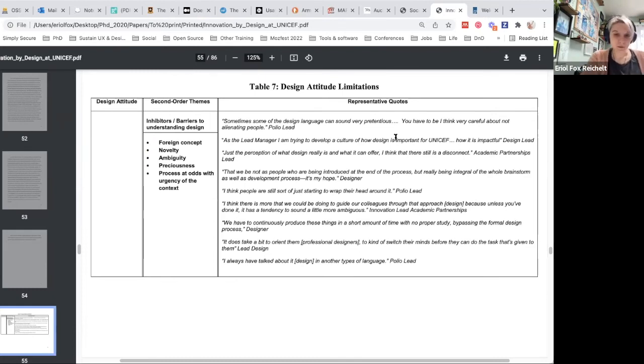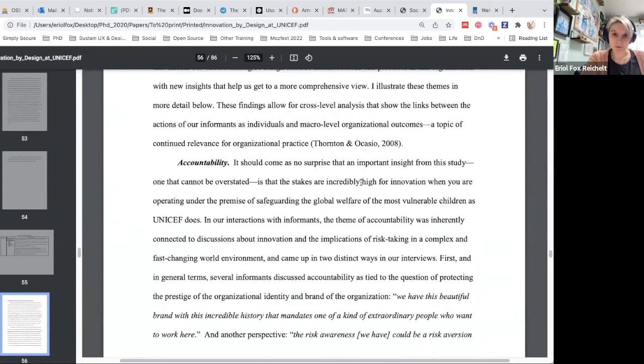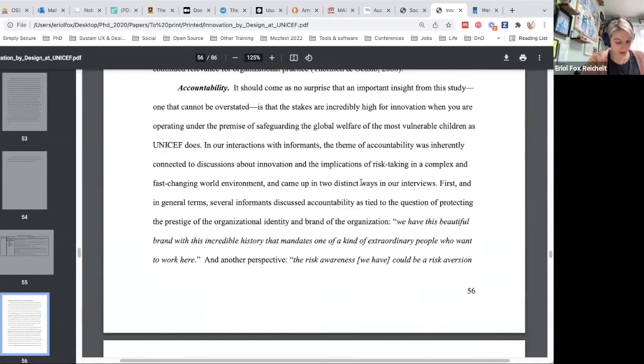We then have a section around accountability on the next page, where the theme of accountability was inherently connected to discussions about innovation and the implications of risk-taking in a complex and fast-changing world environment. That speaks to the humanitarianism aspect of this.